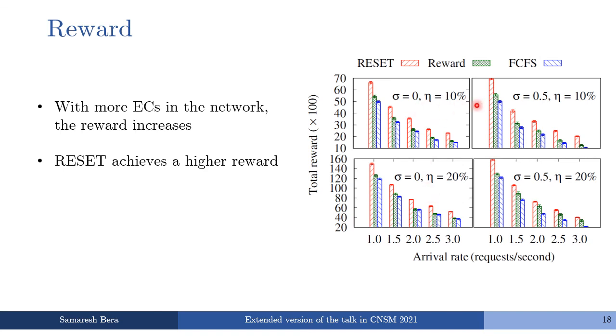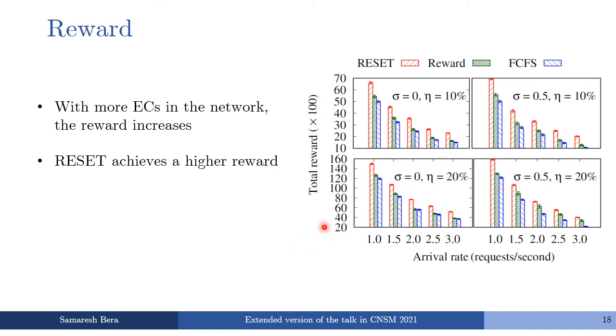So if we see here, we have 10% edge clouds in the network. However, when it is increased to 20%, the total reward is increased. Further, we also see that the proposed scheme reset achieves higher reward than the benchmark schemes reward and FCFS in all cases.